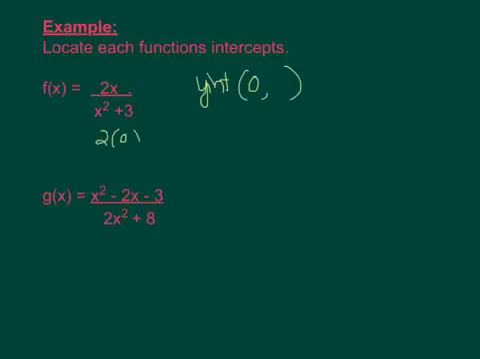2 times 0 divided by 0 squared plus 3. I've got a nice 0. That's not a nice 0. There, that's better. Divided by 3. Can you divide 0 by 3? Certainly, you get 0. Looky there, that graph passes through the origin.